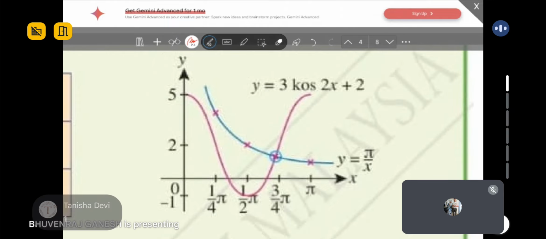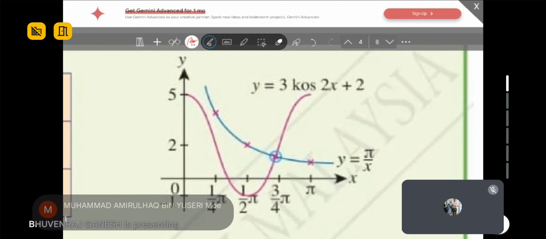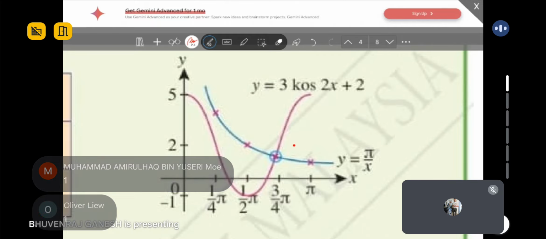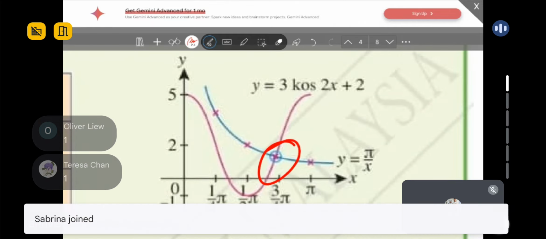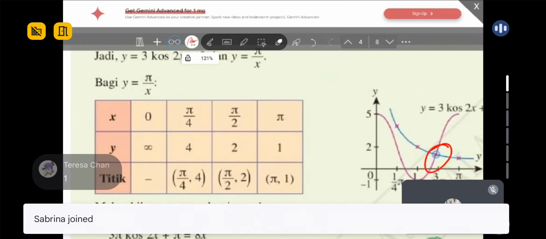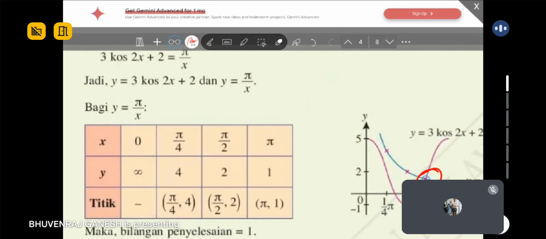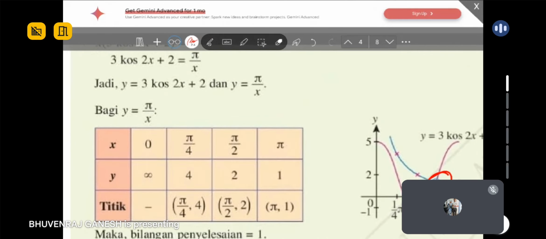Okay? So how many solutions do you have? Berapa penyelesaian pada graf ni guys? Yes. Okay, jawapan dia juga satu. Correct. Okay, the answer is 1 point only. So that's why your answer is 1. That's all. Settle. Easy and all guys.